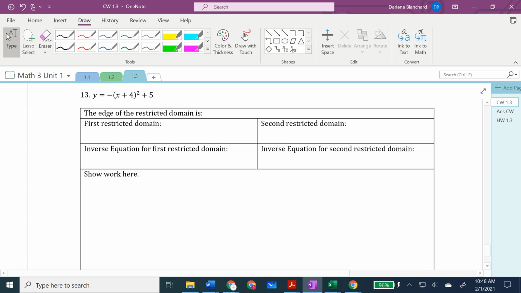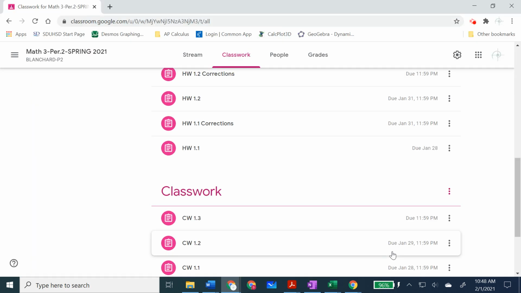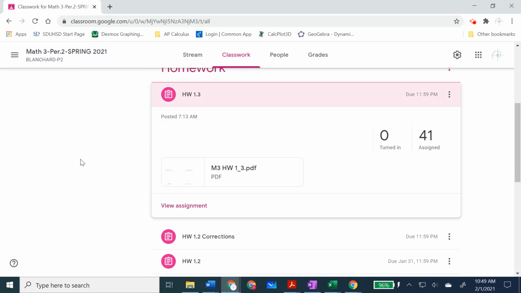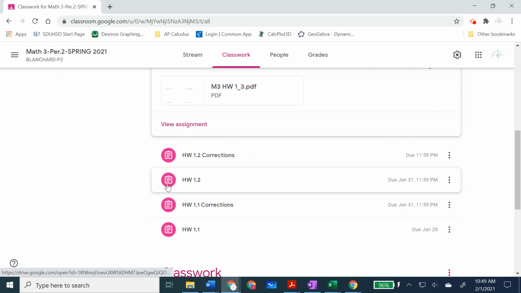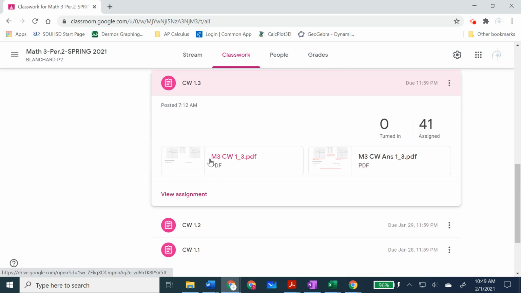And all of that you can find in Google Classroom. If you go onto Google Classroom and you find classwork 1.3, right now you already have the blank copy and the answers. When I'm done recording, I'm going to add that recording into this classwork, and you'll have 3 things sitting there. And then you will turn it in on this assignment.